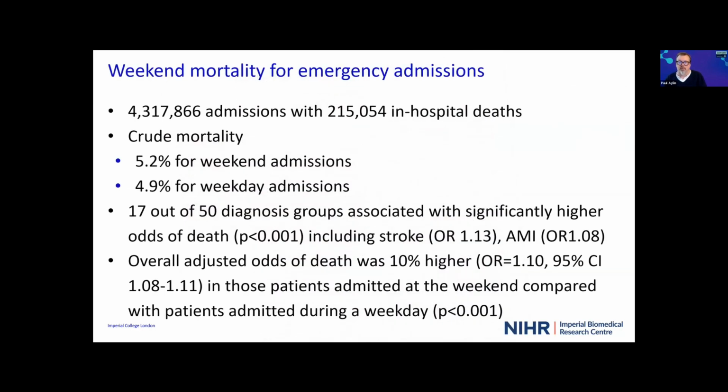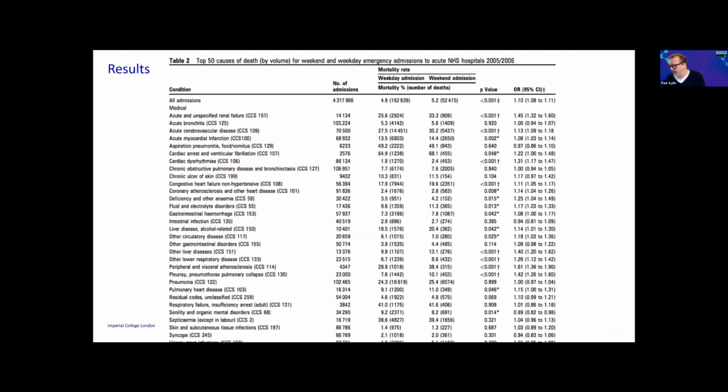So for this bit of work, we looked at 1 year of data. We looked at 4 million emergency admissions across England with over 200,000 in-hospital deaths. And we found around a 10% increase in the odds of death if you're admitted at the weekend as an emergency compared to being admitted on weekdays. And we looked at a whole range of different diagnoses, and 17 out of those 50 diagnosis groups had statistically significantly higher odds of death. We published this paper in BMJ Quality and Safety.